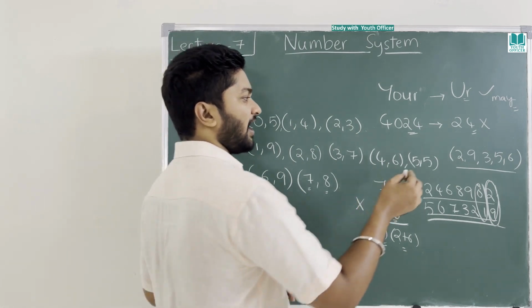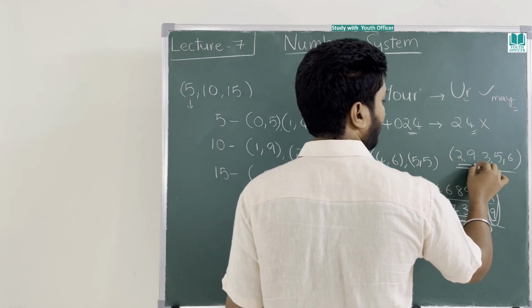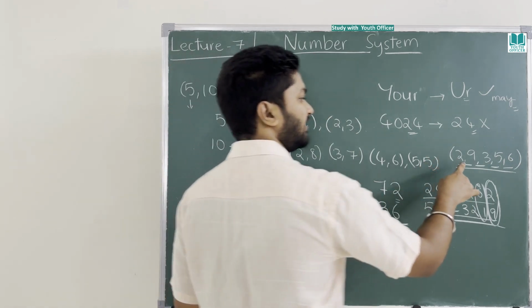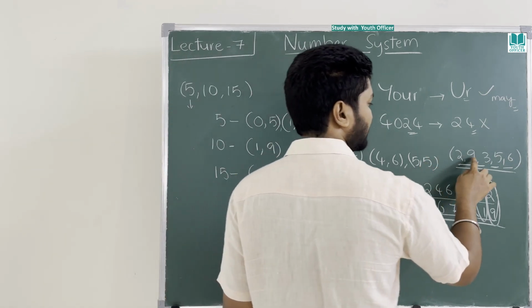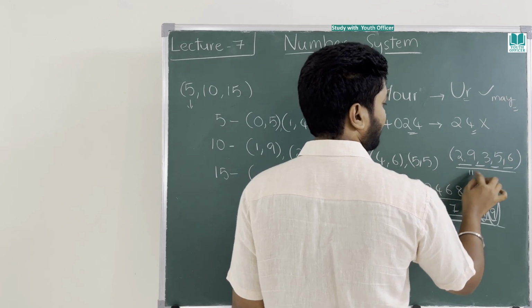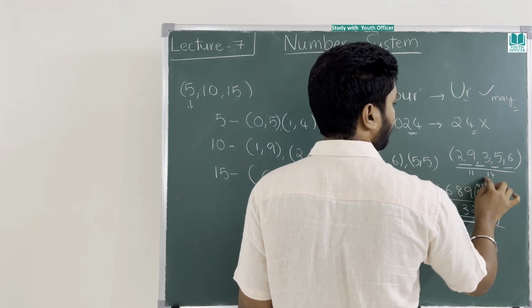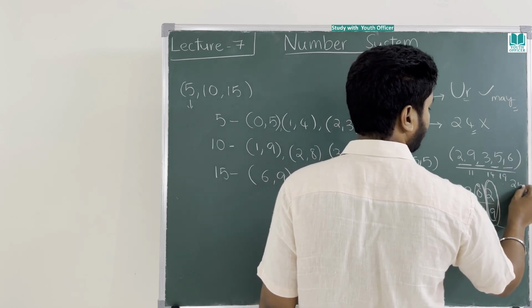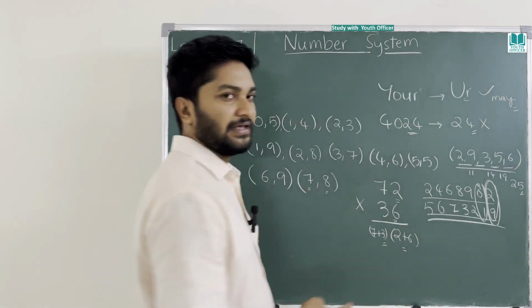You have to add one, two, and then you keep adding them. Right? If you want to add this, how do you add? 2 plus 9, 11. 11 plus 3, 14. 14 plus 5, 19. 19 plus 6, 25.